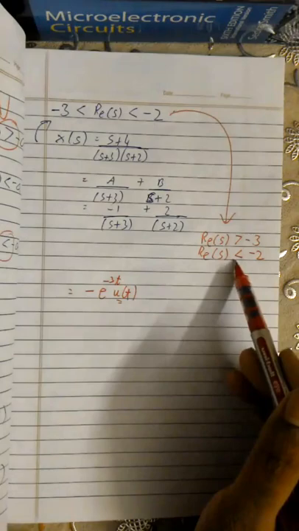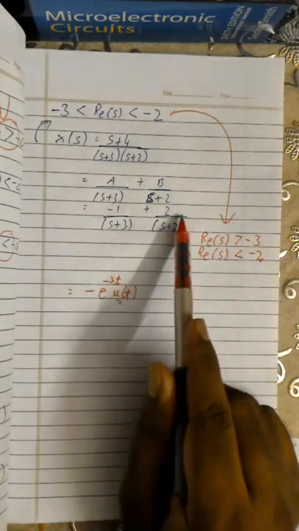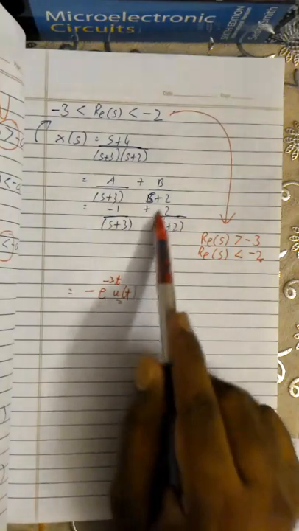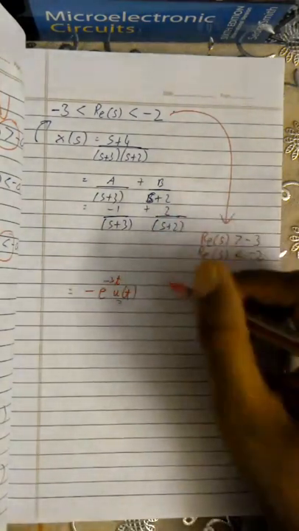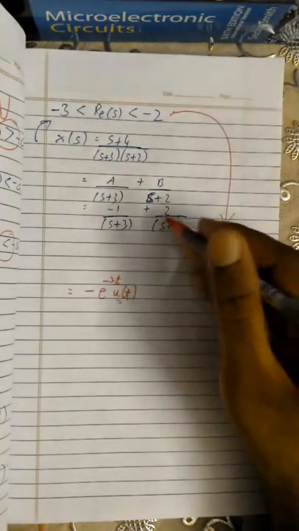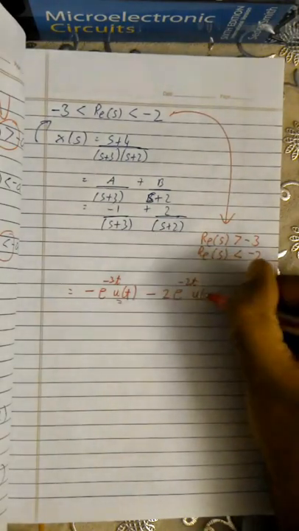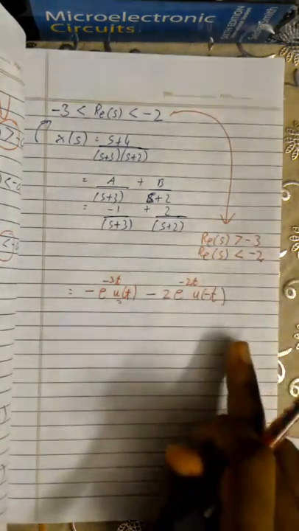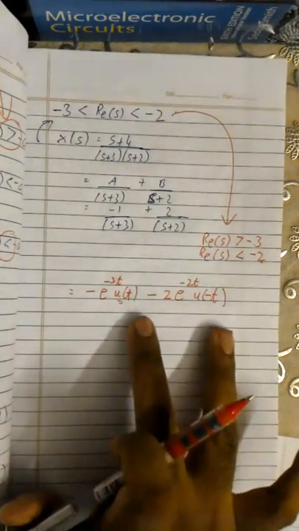Now look at this ROC over here. The real part of s is less than minus 2. That means the signal for the pole s equal to minus 2 is left sided. So what you are going to do is negate this and apply the inverse. So this will become minus 2 e raised to minus t. This is how you are going to apply it.